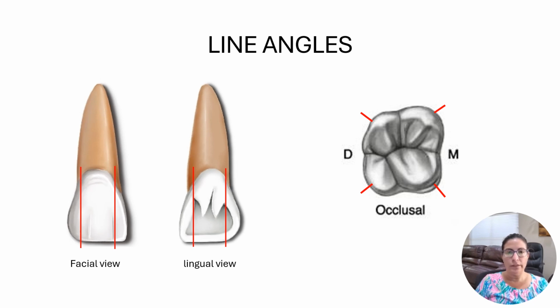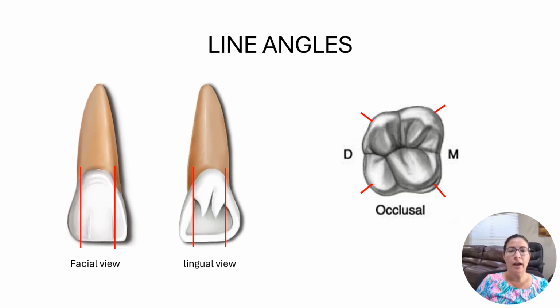Hi everybody, I'm going to go ahead and explain line angles on this particular slideshow presentation. On the left-hand side of the screen you'll see a picture with a facial view and two red lines drawn, and then a picture of a lingual view with two red lines drawn. This is of an anterior tooth.